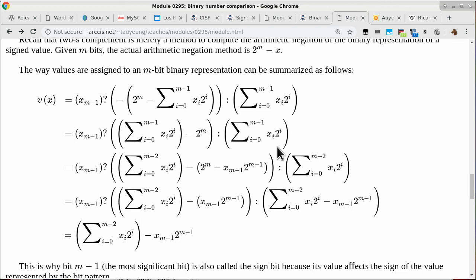And then I subtract x subscript m minus 1, which is the sign bit, times 2 to the power of m minus 1, which is actually the correct power of 2 at that position, but I am not adding it, I'm subtracting it. That is how we come up with the signed value represented by a bunch of zeros and ones.